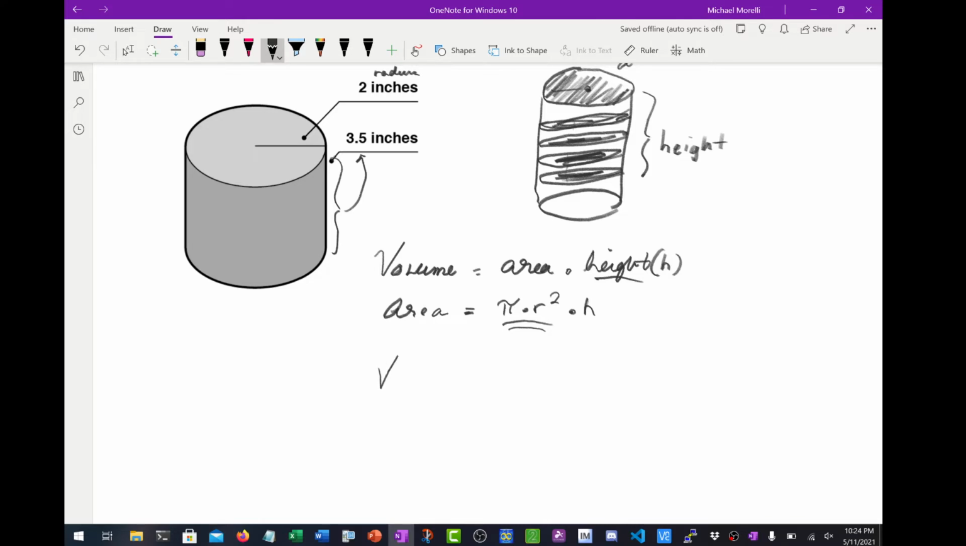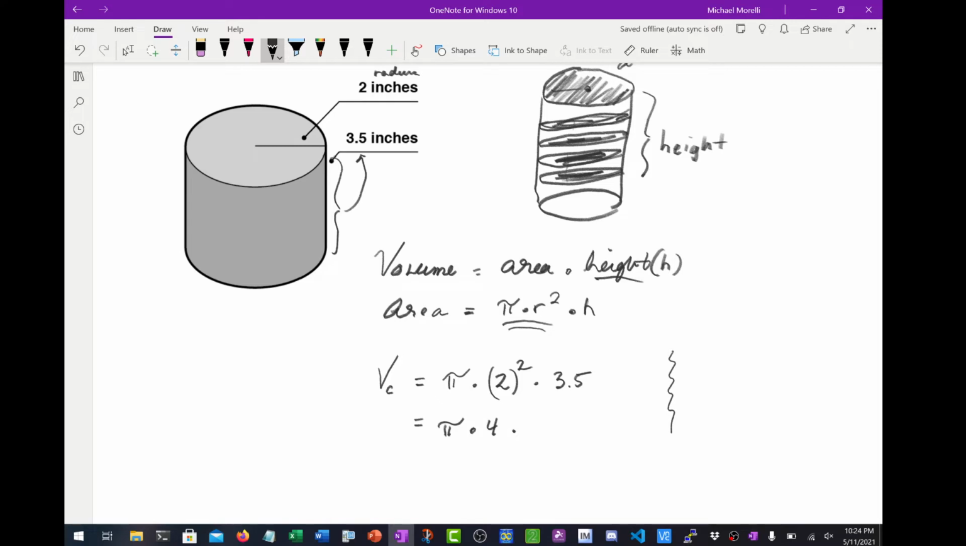We'll write V for volume, and the little c means volume of a cylinder, is equal to pi times the radius squared. Well, the radius is 2, so we're going to square that, times the height, which is 3.5. So let's just keep working here. We got pi, 2 squared is 4, times 4 times 3.5.